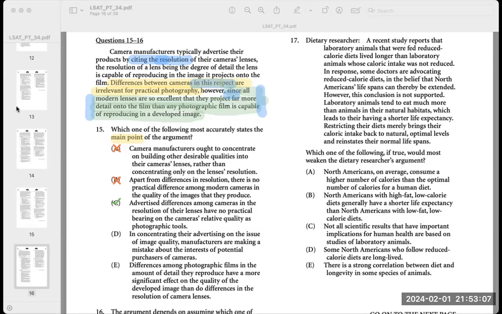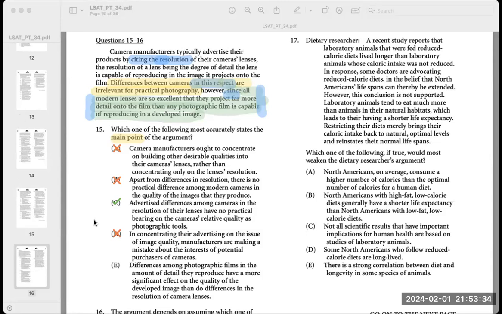D: in concentrating their advertising on the issue of image quality, manufacturers are making a mistake about the interests of potential purchasers of cameras. Are they concentrating on image quality? I'm not sure that they actually are. I'm not sure that that's accurate. Yeah, this is not discussed. D is incorrect. It doesn't represent anything in the argument.